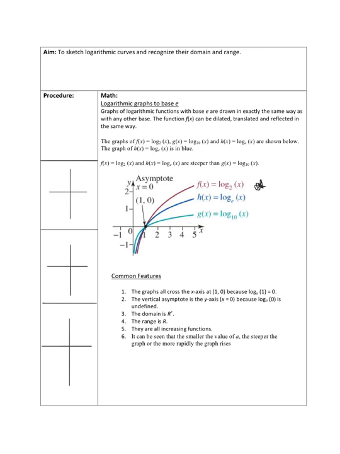One is that looking at this, all the graphs cross the x-axis at (1, 0). And this is because log of 1 is equal to 0 for any base. So we might determine that by saying log base a of 1 equals 0. The vertical asymptote is at x equals 0 because anything inside the log has to be greater than 0.